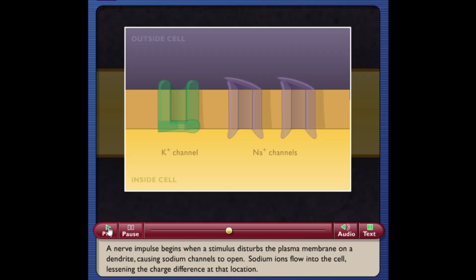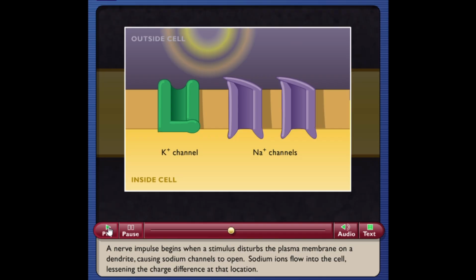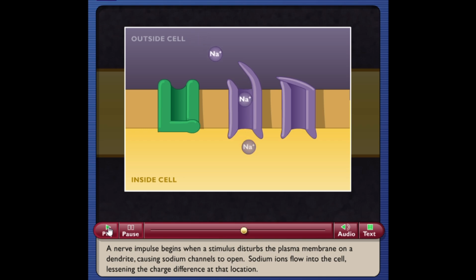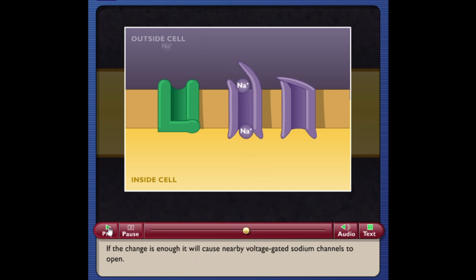A nerve impulse begins when a stimulus disturbs the plasma membrane on a dendrite, causing sodium channels to open. Sodium ions flow into the cell, lessening the charge difference at that location. If the change is enough, it will cause nearby voltage-gated sodium channels to open.